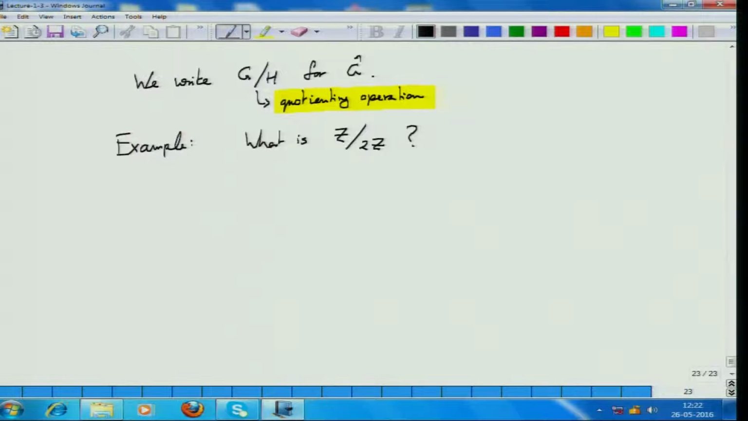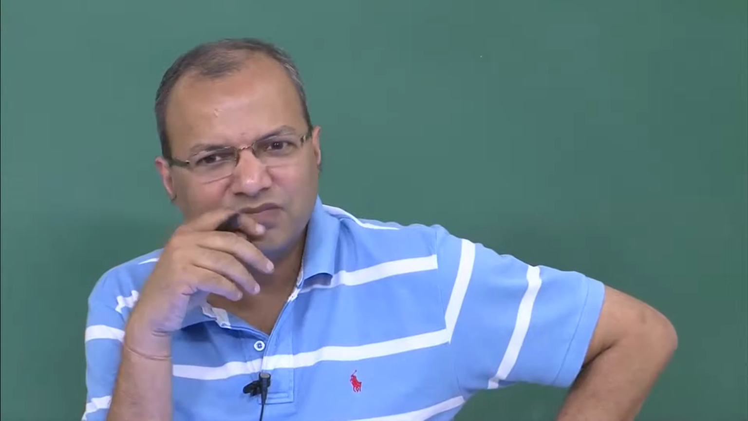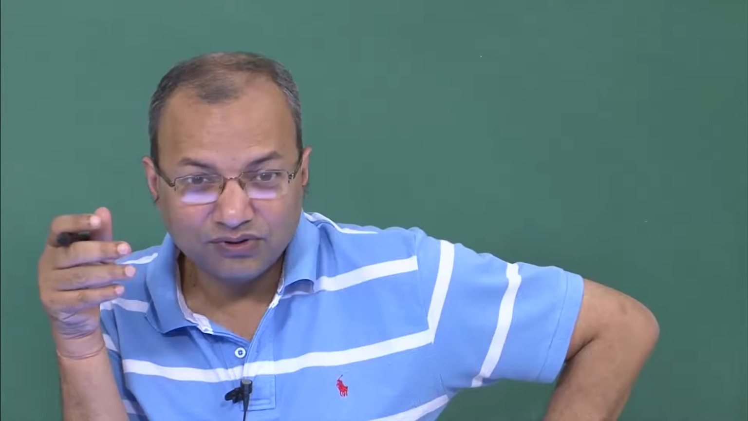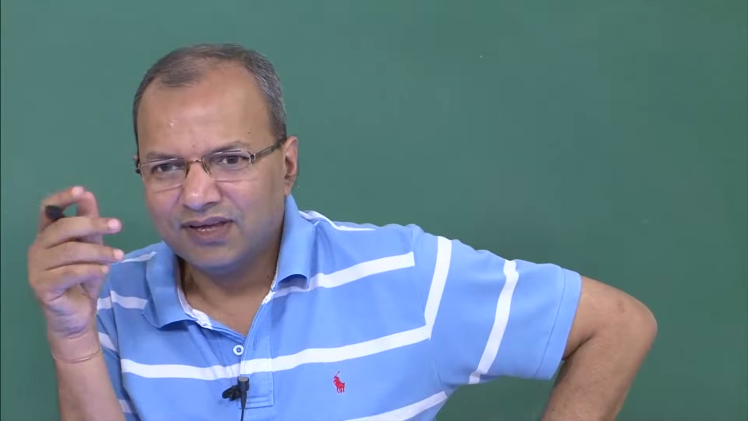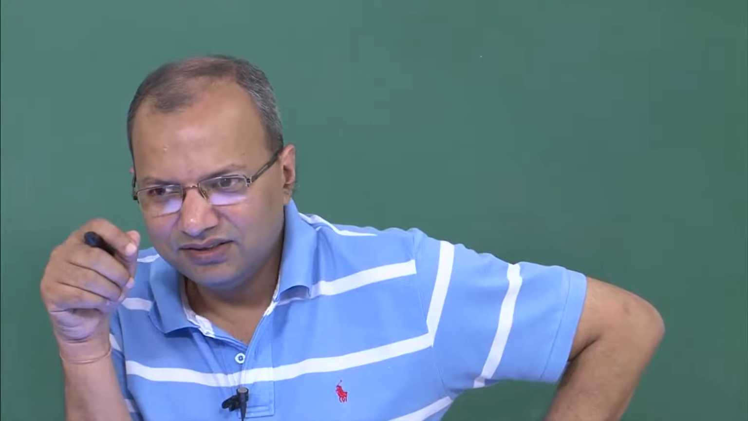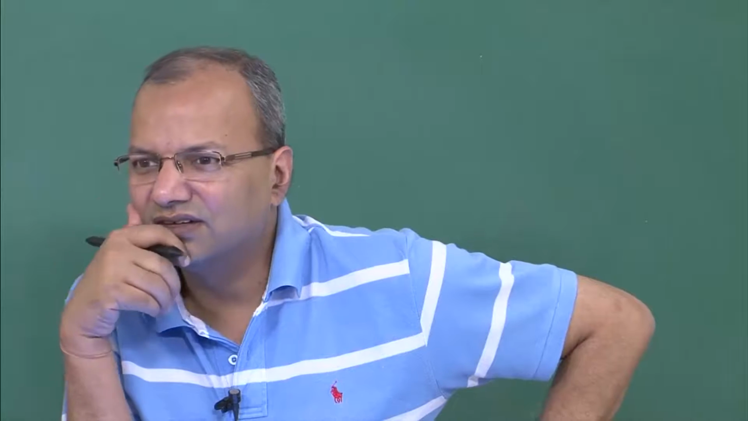Firstly, what are the equivalence classes we will get? One equivalence class will be 2Z itself. Other equivalence classes? Set of all odd numbers. 2Z is all even numbers, and there is exactly one more equivalence class which is all odd numbers. So, this new group will have just two elements. The 0 or the identity would be 2Z, and then the other element is the set of all odd numbers.